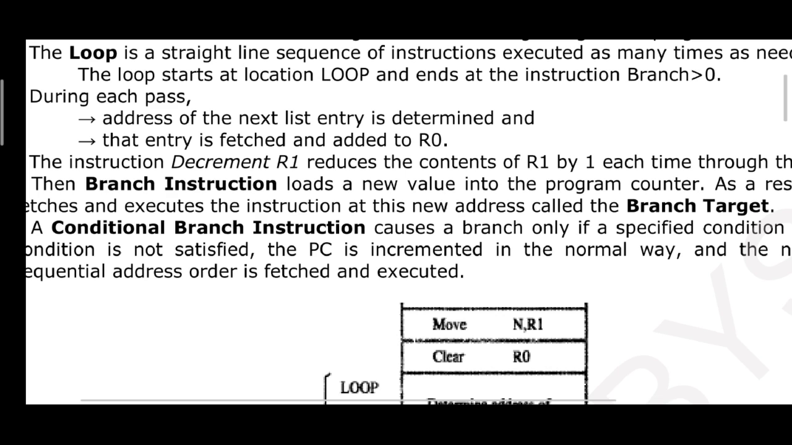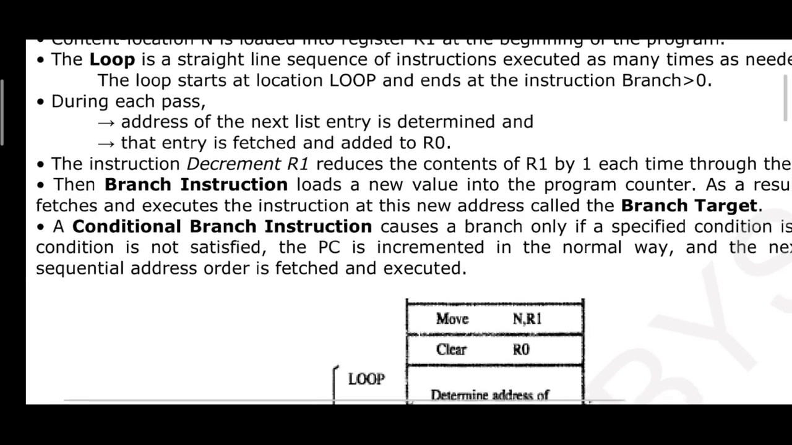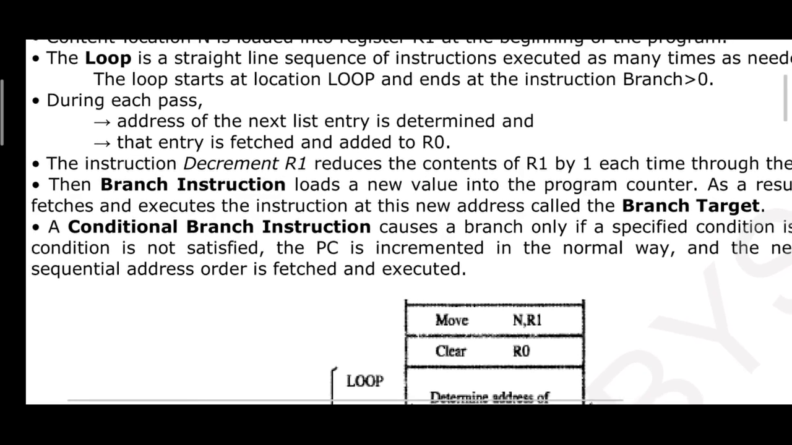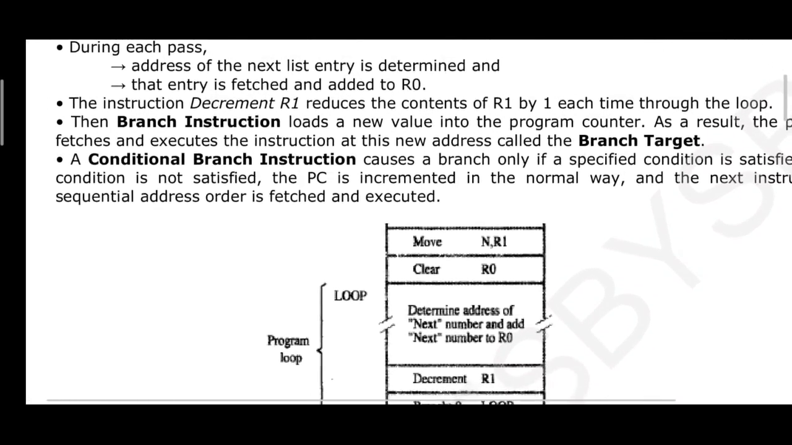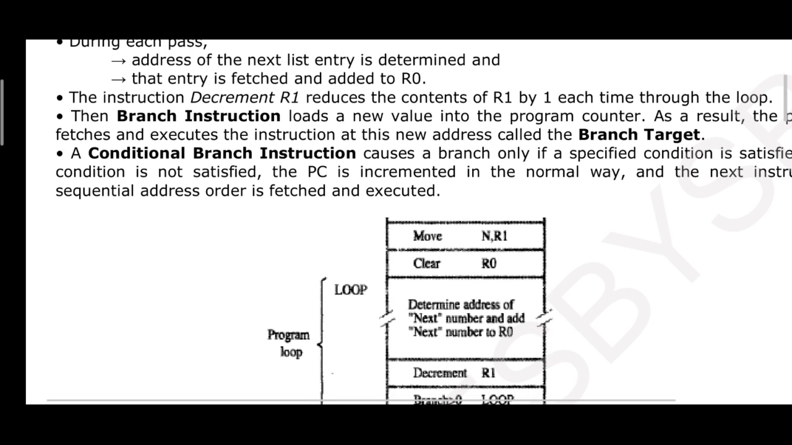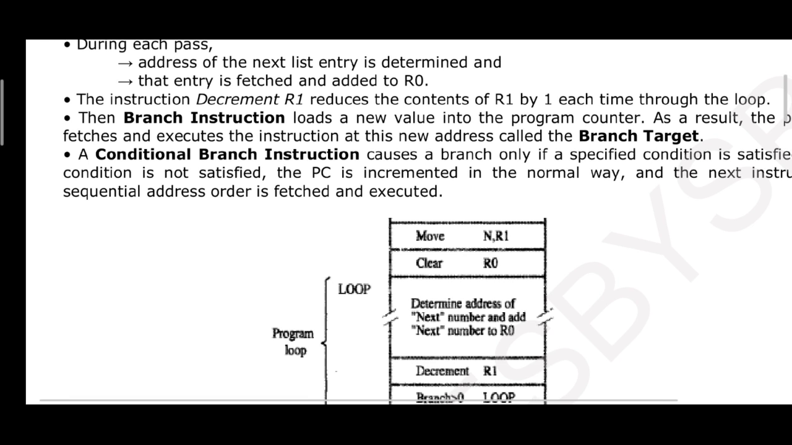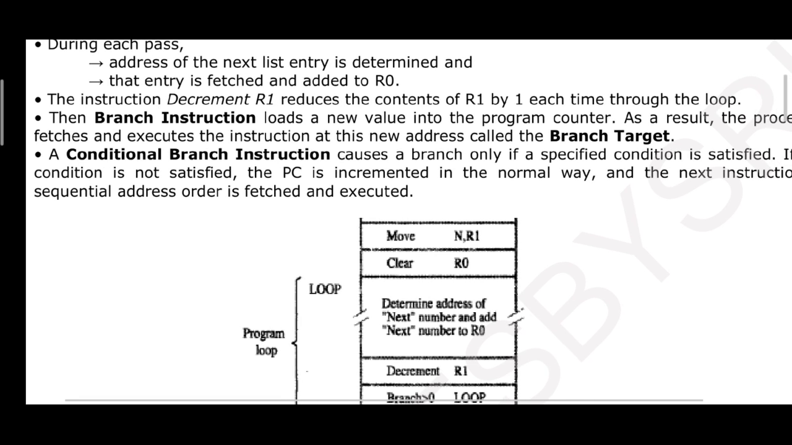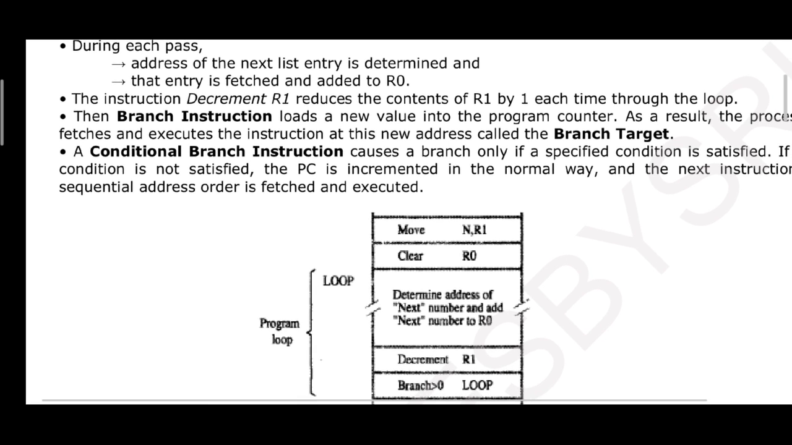So generally you are supposed to use the decrement statement to perform that task, decrementing the list by 1 each time. Okay. So this is called a conditional branch, and a conditional branch instruction causes a branch only if the condition is satisfied. So if so-and-so condition matches, then only branching will be done, otherwise it will not be done, right?